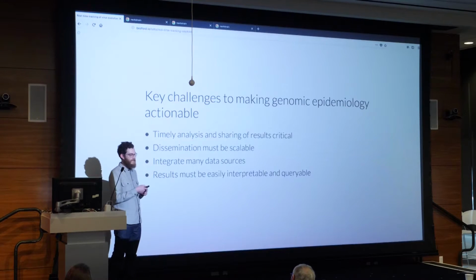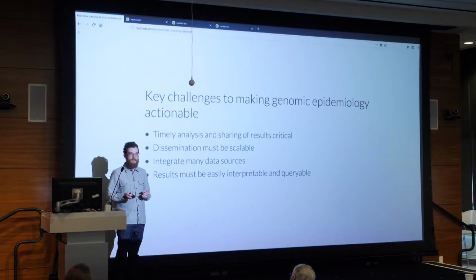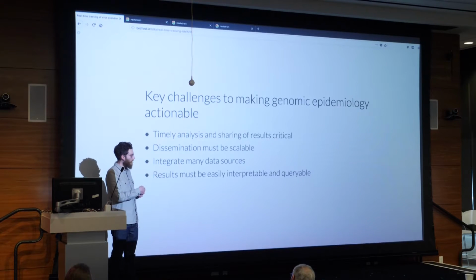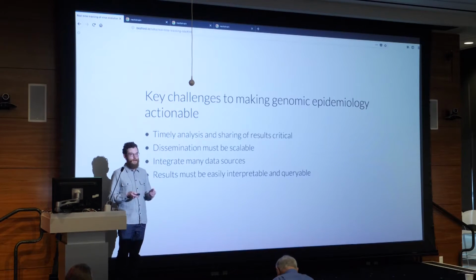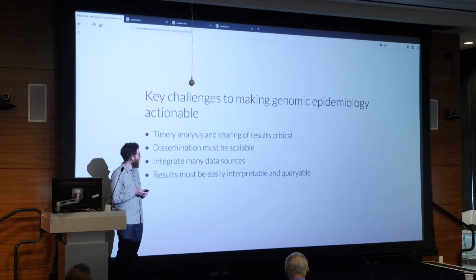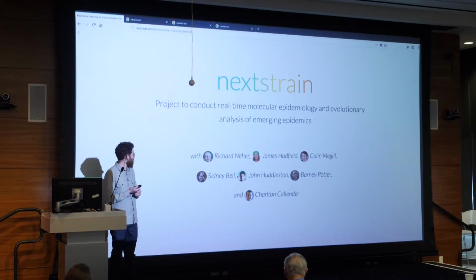The dissemination must be scalable, so we can't rely on emailing PDFs back and forth. We have to be able to integrate across many different data sources and data formats, and the results must be easily interpretable and queryable by people who are not experts in phylogenetics. And so what we came up with is this Nextstrain project.